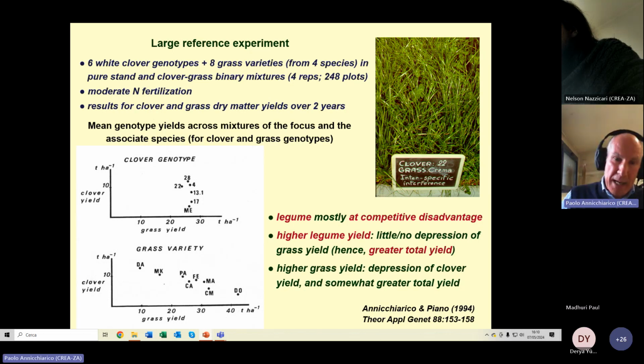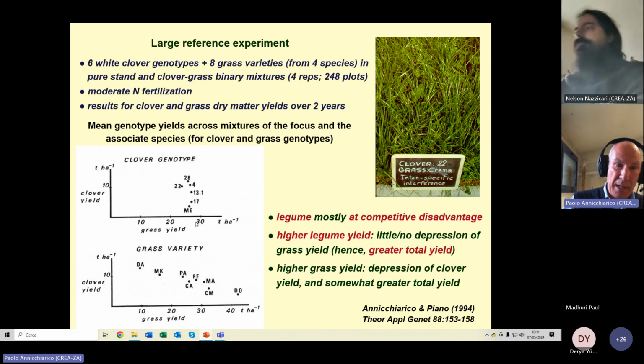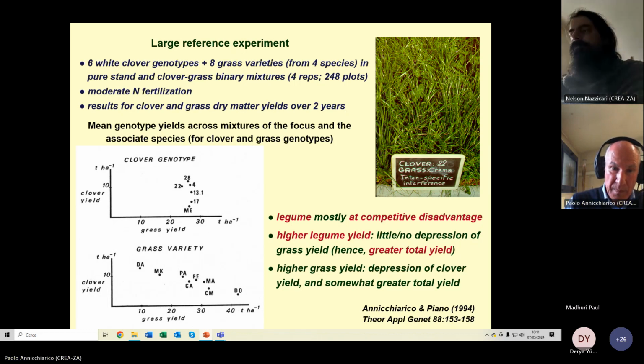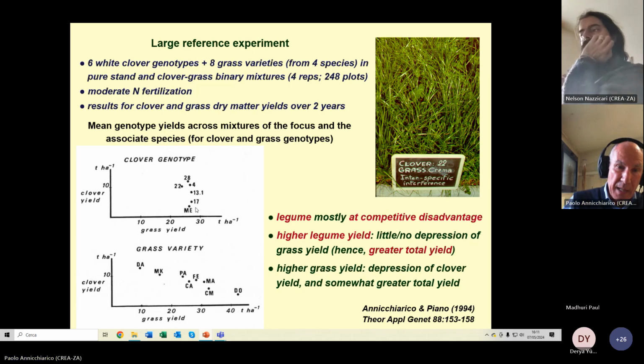First of all, it's useful to see the mean values of the clover genotypes and the grass varieties in terms of clover yield and grass yield. And first of all, we can see that the clover is generally at competitive disadvantage with the grass. You see here, on average, the yields of the clover compared to the yield of the grasses. And this happens pretty frequently in legumes. The second thing that we could see is that increasing on average the clover yield does not imply a decrease of grass yield. You see, it remains pretty constant.